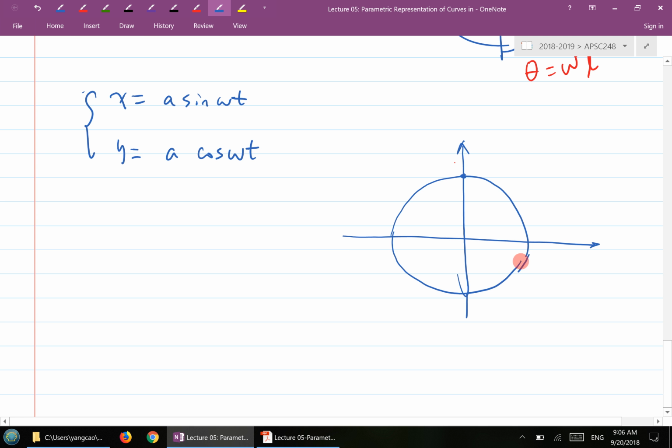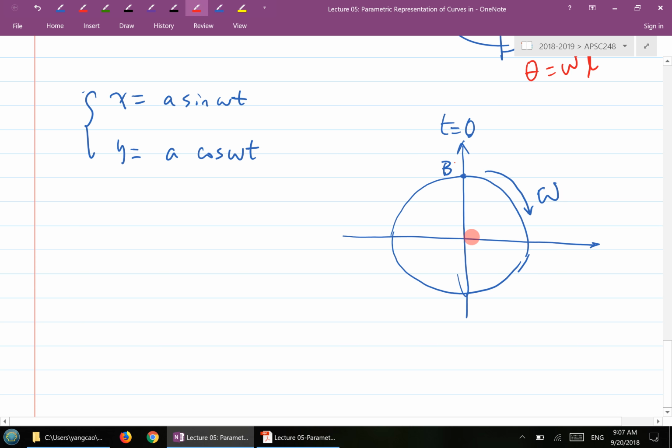Okay, so let's look at a different scenario. Let's say here is the initial point, t equal to 0. Starting at this point B, this time I'm going to move it in a clockwise direction with a constant velocity omega. Then what will be the parametric equation describing this motion, the motion of point P?